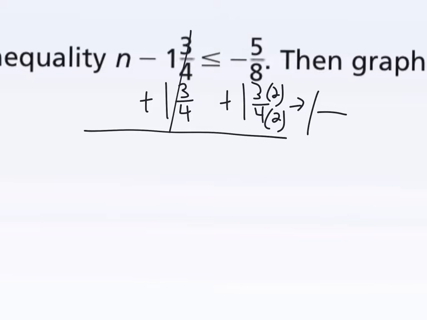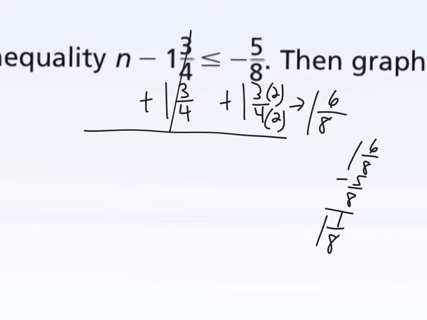So common denominator of 8. So that's 1 6/8. So negative 5/8 plus 1 6/8. You can just subtract those if you want. They're different signs.